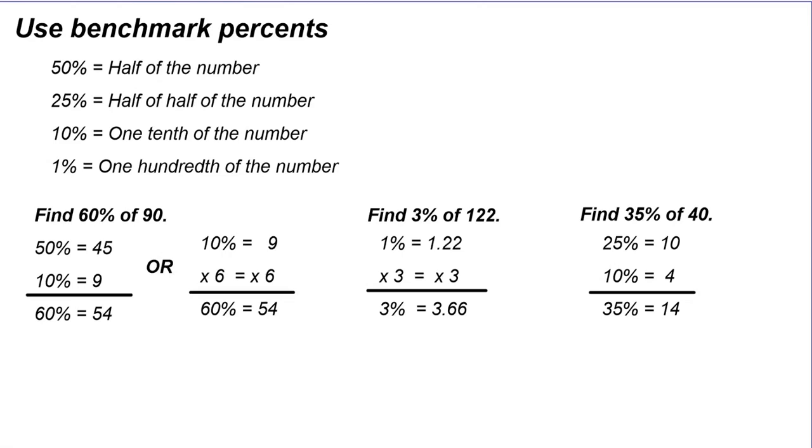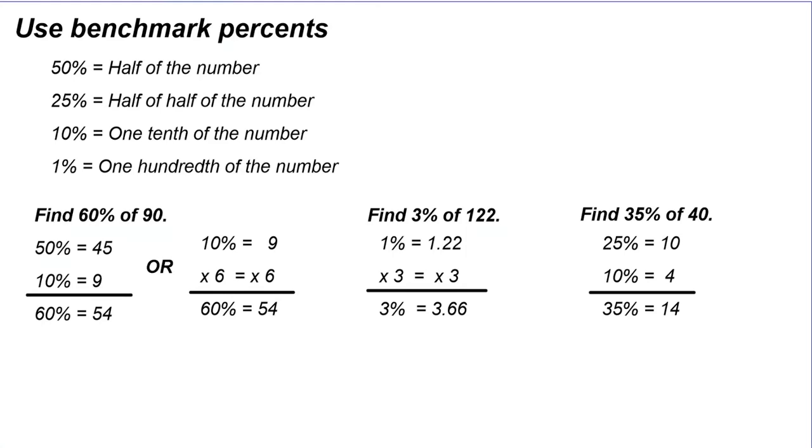The second strategy would be to use benchmark percents. And by benchmark percents, I mean percents that are relatively easy and quick to do mentally, and then using those as building blocks to find other percents that might not be easy to find mentally. So these are the 4 that I usually recommend that you have memorized, that you can use to construct other percents of numbers. We all know 50%. 50% of something is very easy to find because it's half of the number. 50 out of 100 is half. So 50% is easy to find.